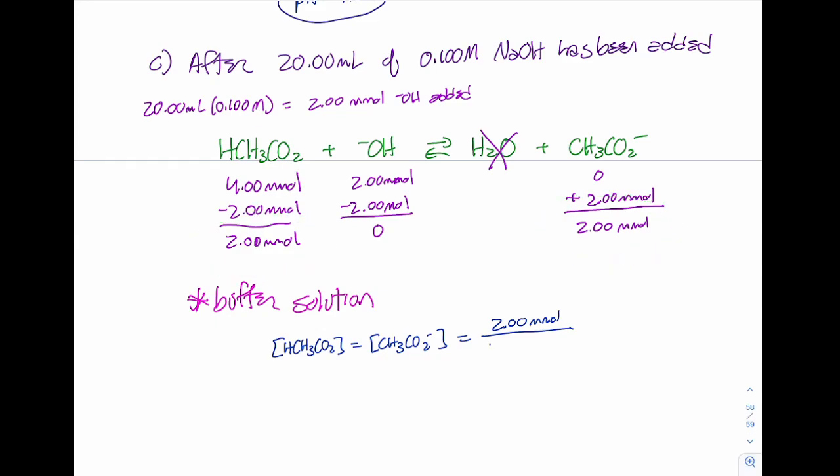And then I started out with 40 milliliters. We've added 20 milliliters at this point, right? I'm getting that from here. So I have 60 milliliters total volume. And if you just want to write 60 instead of 40 plus 20, that's perfectly fine. I just want you to see where the number's coming from. And I have a concentration for each of 0.0333 molar.